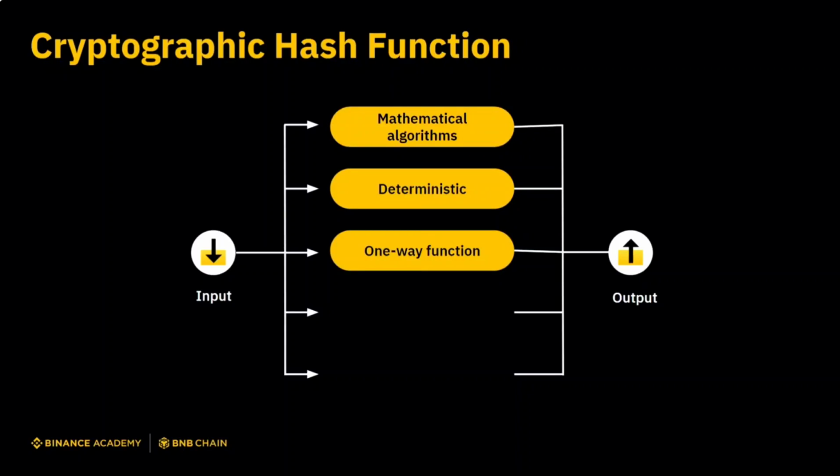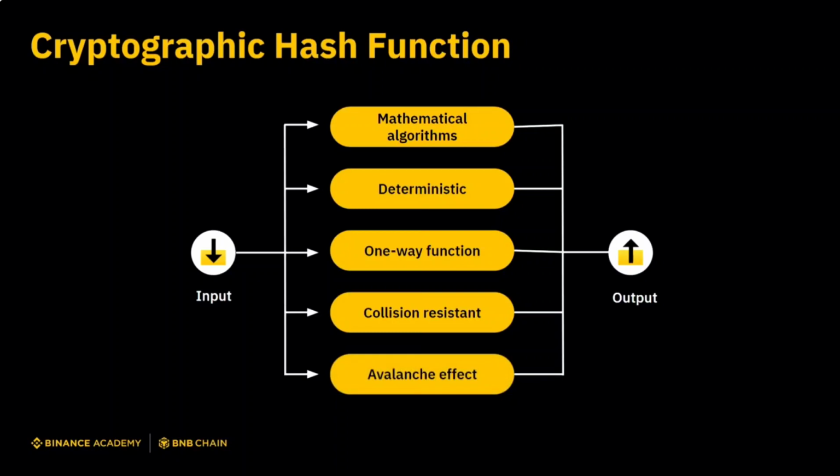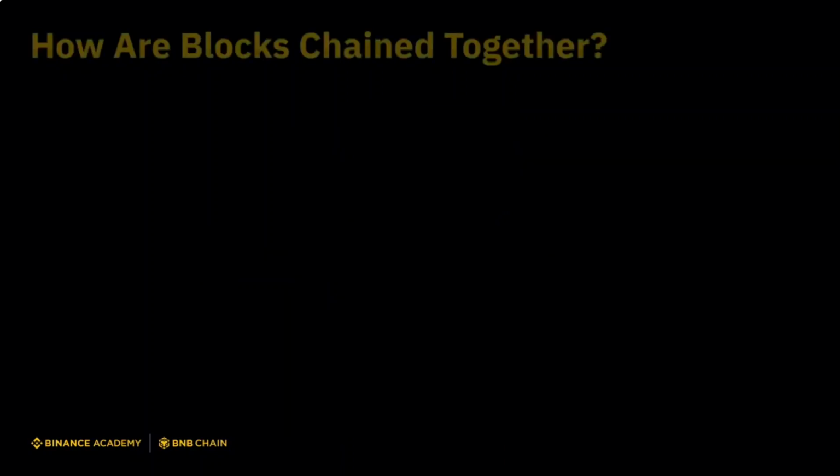Hash functions are generally collision resistant, which means it is highly improbable to find two different inputs that produce the same hash output. Additionally, even a minor change in the input data results in a completely different hash value, making it highly sensitive to any modifications. This phenomenon is called the avalanche effect. Some of the commonly used cryptographic hash functions include SHA-256 and SHA-3 and many others.